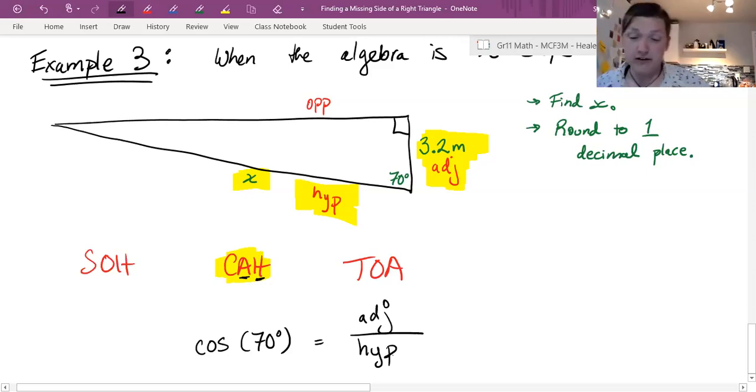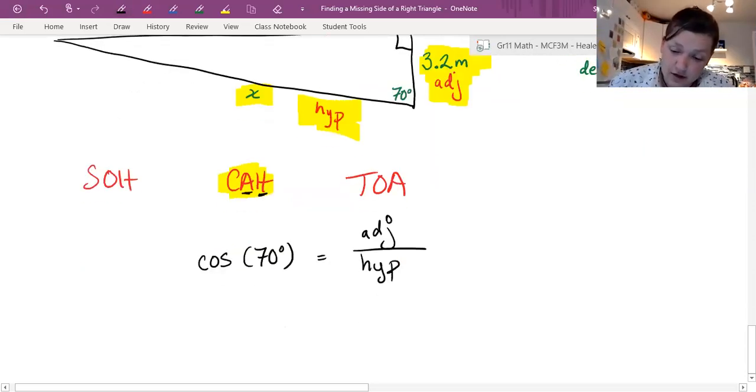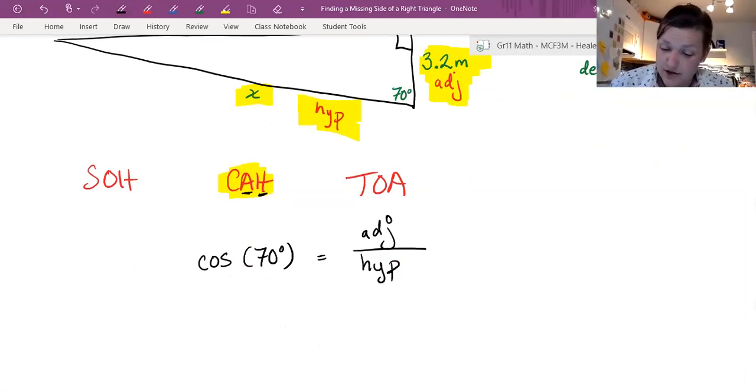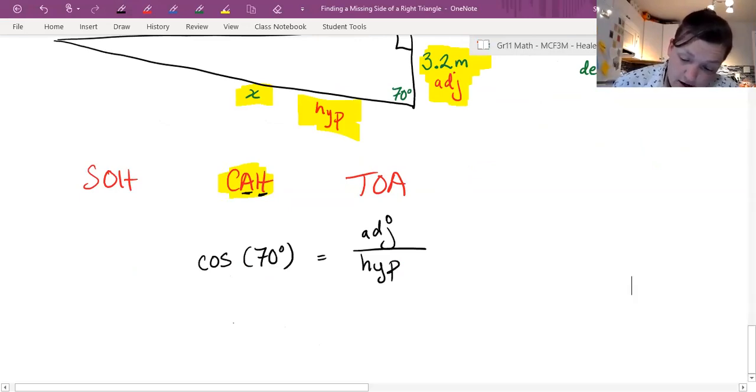And then remember, we fill in the stuff we know. So here we were told our adjacent side is 3.2 meters, and our hypotenuse side I just called x. So now we fill in, okay, so cosine of 70 degrees, that'll give us that ratio.